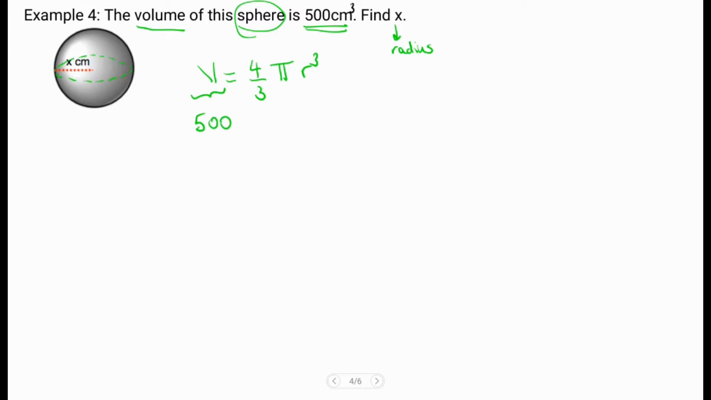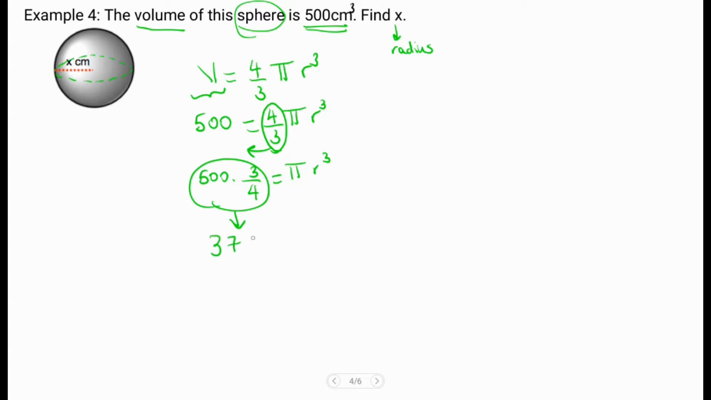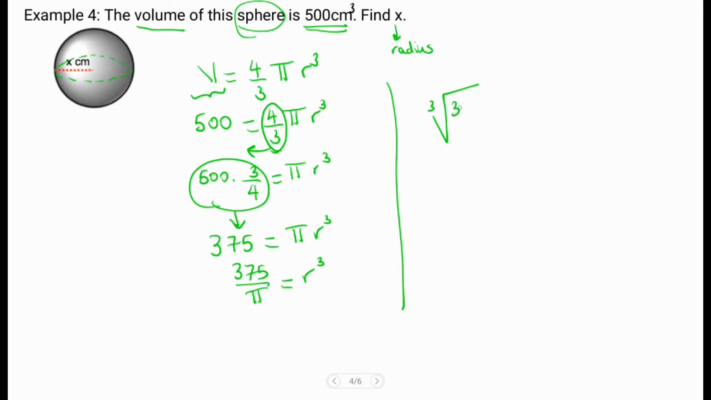Then I know the volume is 500. I put 500 here, equals 4/3 π r, and r is the unknown, and I'm going to solve this equation for r. First of all, I move this one to the other side. It turns upside down. I calculate it from my calculator, and it is 375. Then I divide the value by π, but still not finished because we still don't know r. Then take the cube root of this.